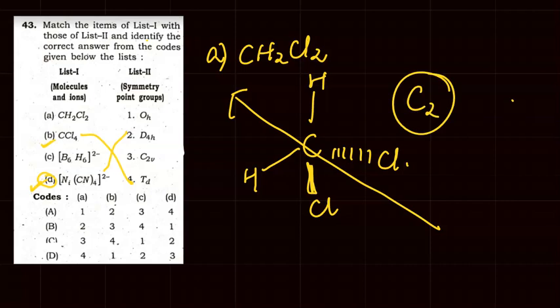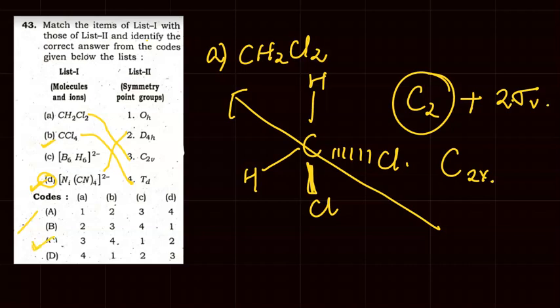And similarly, parallel to this principal axis of symmetry, if I pass a plane, then the plane will cut the molecule into 2 equal halves, and hence there will also be 2 sigma v planes. So hence the point group for this molecule will be C2v. So the correct option is: A goes to 3, B goes to 4, and D goes to 2. So option C will be the correct option, right?